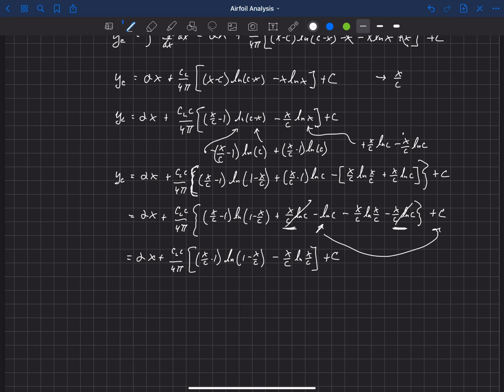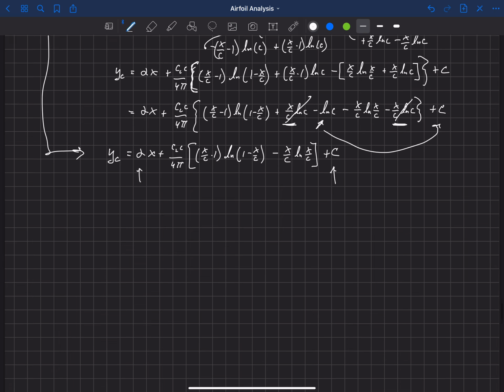plus a constant of integration. Okay, so we were able to go from this equation up here all the way down to this equation here and non-dimensionalize everything, all the x's. So we've got x over c's. Let me just make sure that that's correct, what we have here. Yeah, okay, I think we did that all right. Okay, so this is our camber line equation, but we have two unknowns here. We have this constant of integration that we don't know out here, and we also have this alpha term.